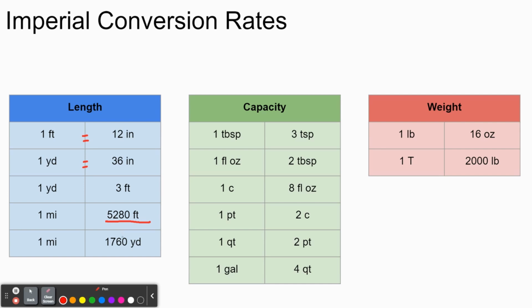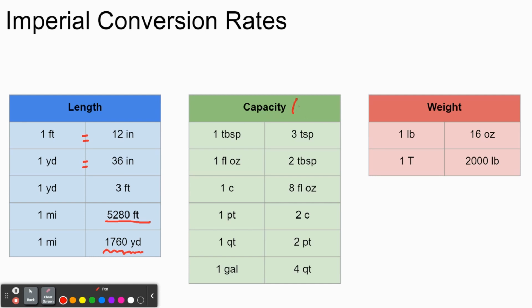If you live in Denver, you probably know that number. In this one, 1 mile is equal to 1,760 yards. I've never heard anybody actually use that in real life, but it's possible that on a math problem you might see that, possibly. Then we've got capacity.